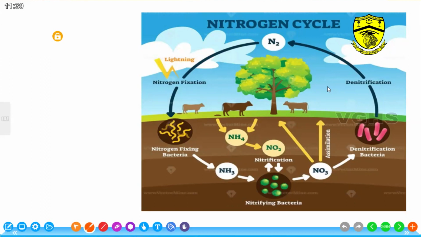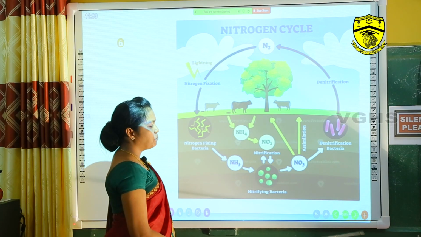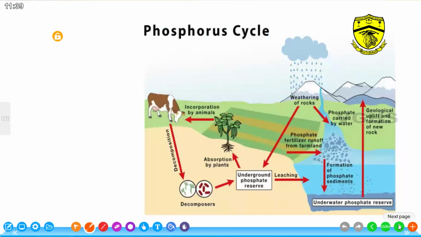So you know that some chemical terms are here: nitrification, denitrification, assimilation, fixing of nitrogen. These are the words. So you know what the changes are that occur in it. Write down the equation for it. That's very important. And next one, the phosphorus cycle. That's not necessary for it, but you know that the phosphorus cycle is also included as a cyclic biogeochemical cycle.